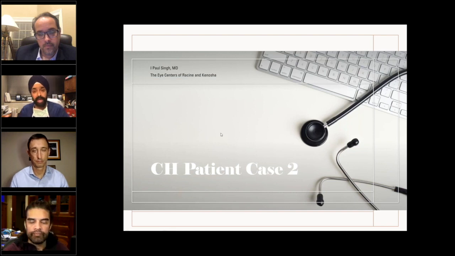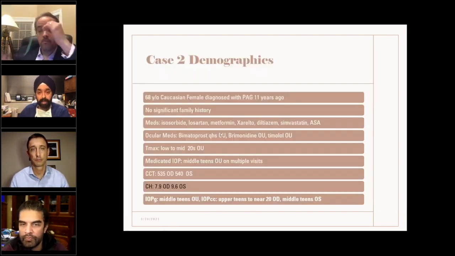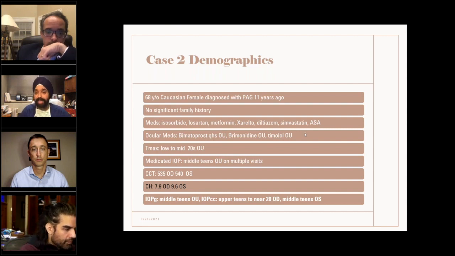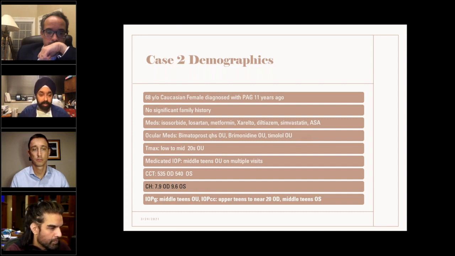So that was one extreme: does this patient have glaucoma? Do they need to be treated? Well, the other scenario is a patient like this, a 60-year-old patient who's had POAG for about 11 years, no significant family history, on a bunch of systemic medications, but also on a bunch of ocular medications: bimatoprost, brimonidine, timolol. Tolerability was a big issue, and compliance was a big problem as well. Pressures were in the low 20s max, and then medicated into the middle to upper teens on multiple visits.